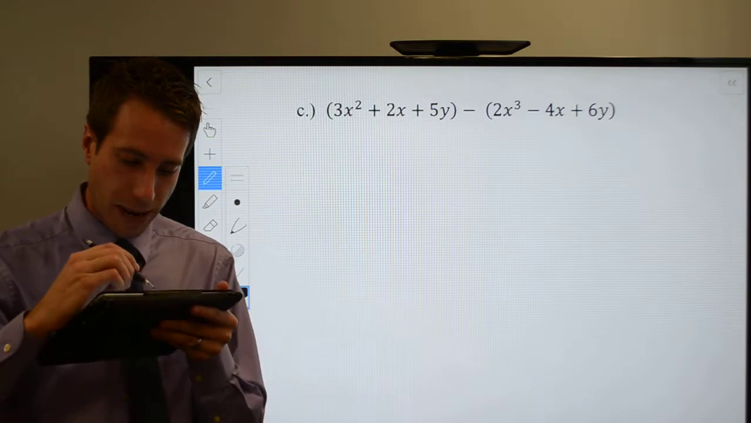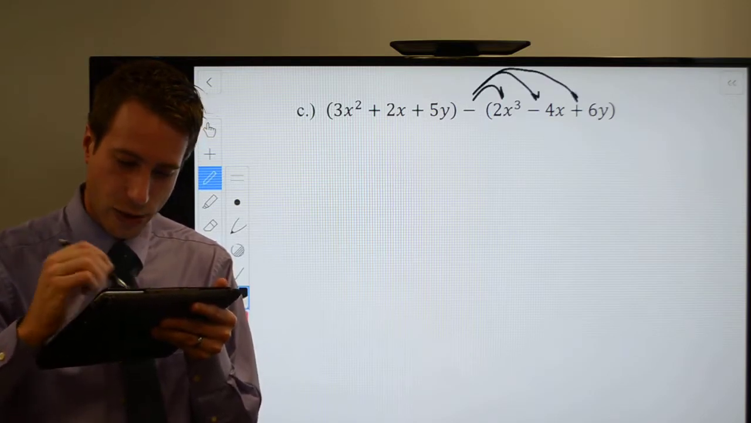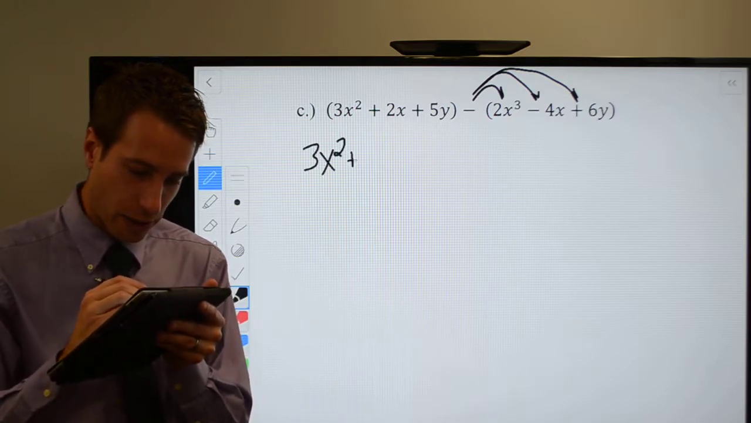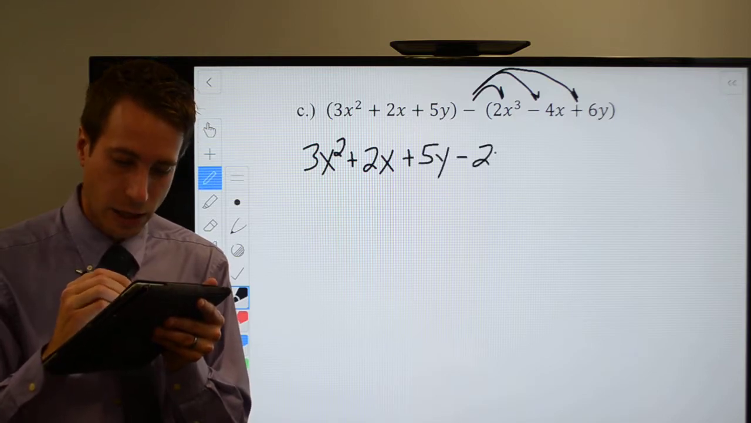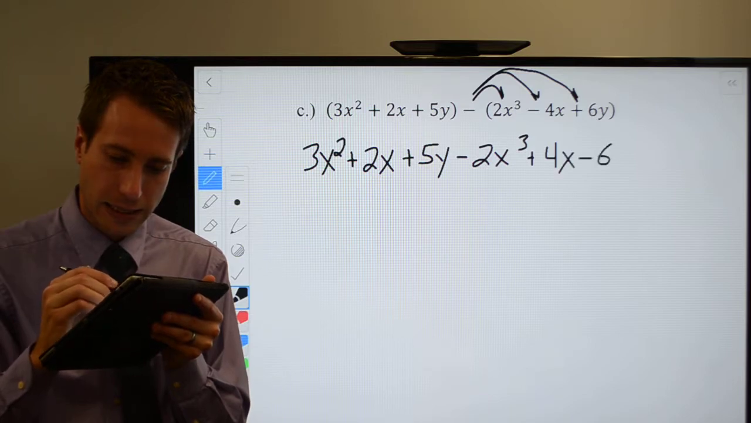Don't forget to distribute the minus sign. That is a very common mistake that is made. You forget to distribute the minus sign. So I now have a 3x squared plus 2x plus 5y minus 2x cubed plus 4x minus 6y.